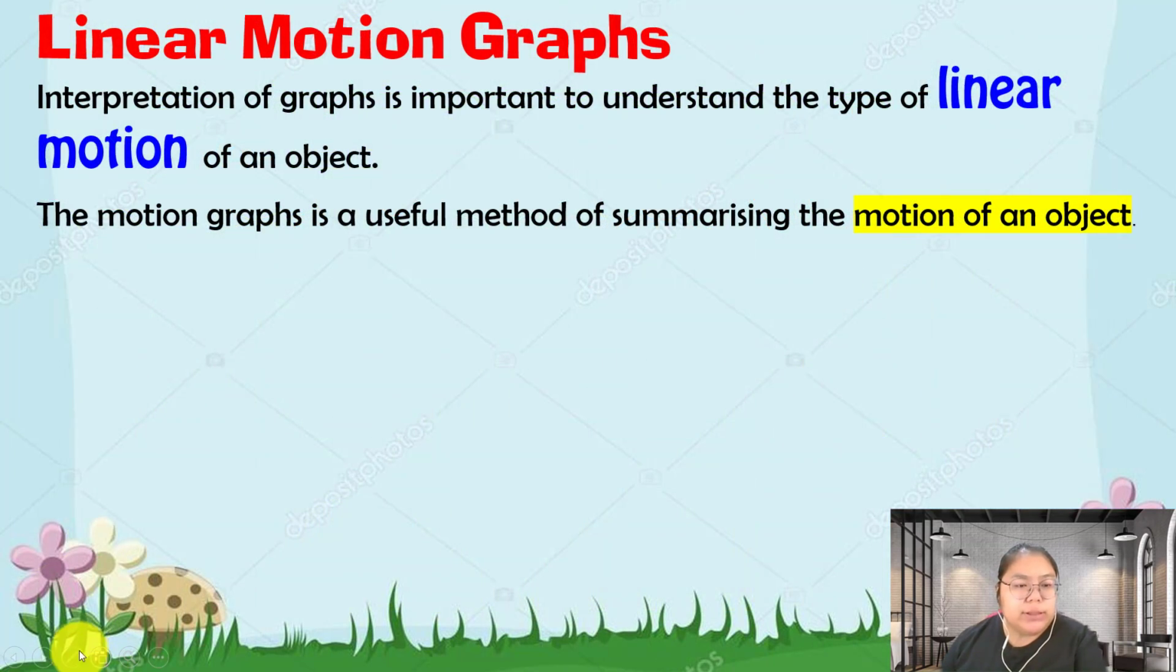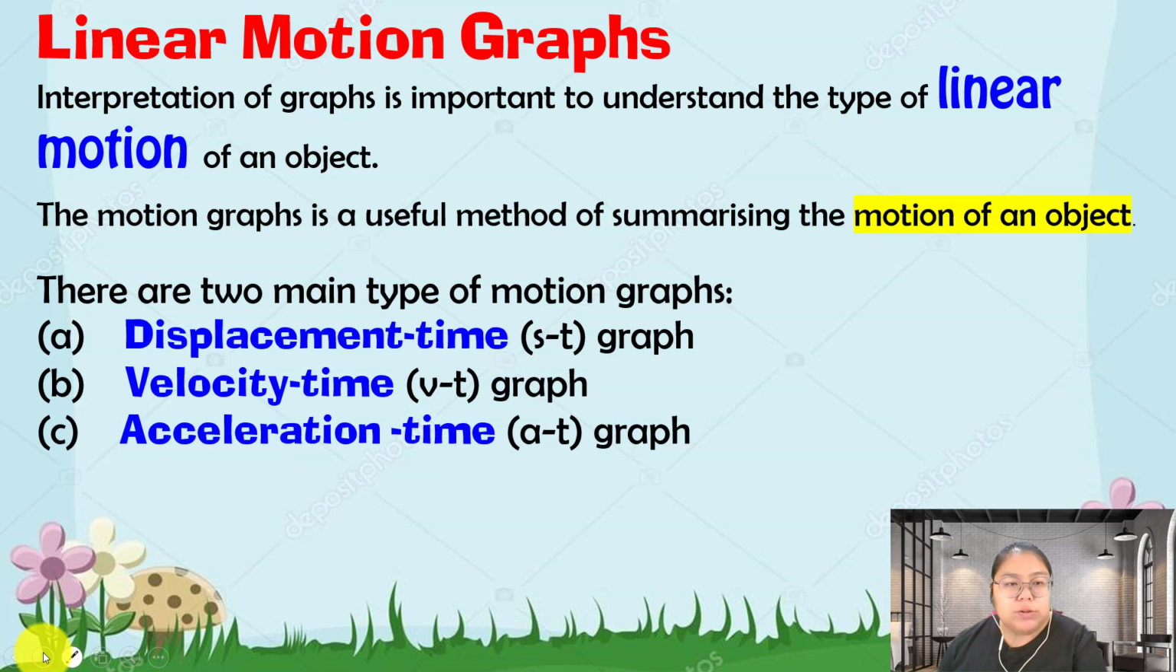First, we're going to look at linear motion graphs. What's the definition? This is one way of interpreting the graph. It's important to understand the type of linear motion of the object. The motion graph is a useful method for summarizing the motion of the object. From here we have three types of motion graph, and we need to learn them one by one.